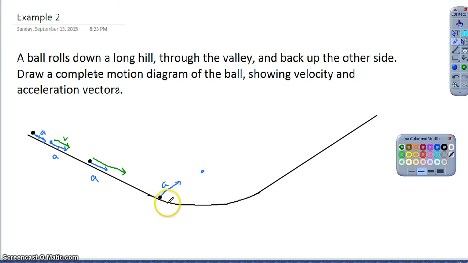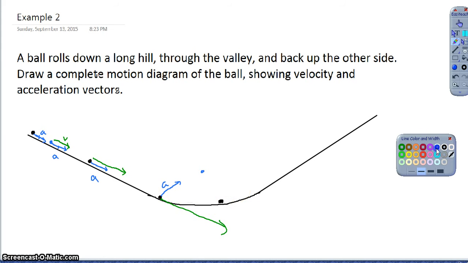The velocity, on the other hand, would always be tangent to the ball's motion here. So my velocity vector at this point is a little bit higher, so it's a little bit longer, but it's still forming a tangent line with that curve. So then again, maybe another equal spacing interval, so an equal amount of time later, but not necessarily an equal amount of distance later, is what I was trying to say.